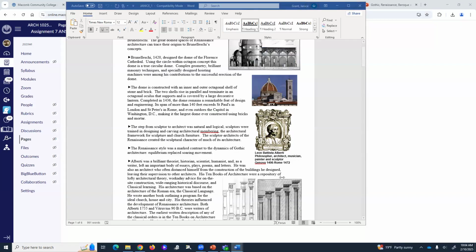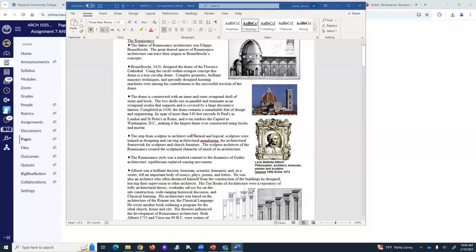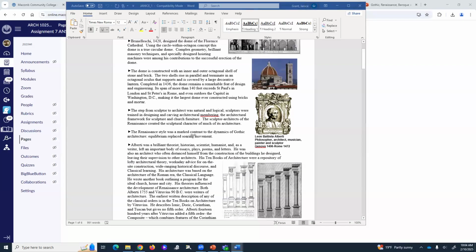So I have a different document here that I've used in the past, and I just wanted to pull out a couple of things that I maybe didn't say, like this span of the dome is 140 feet, which exceeds St. Paul's in London and St. Peter's in Rome, and even outdoes the Capitol in Washington, D.C., making it the largest dome ever constructed using bricks and mortar.